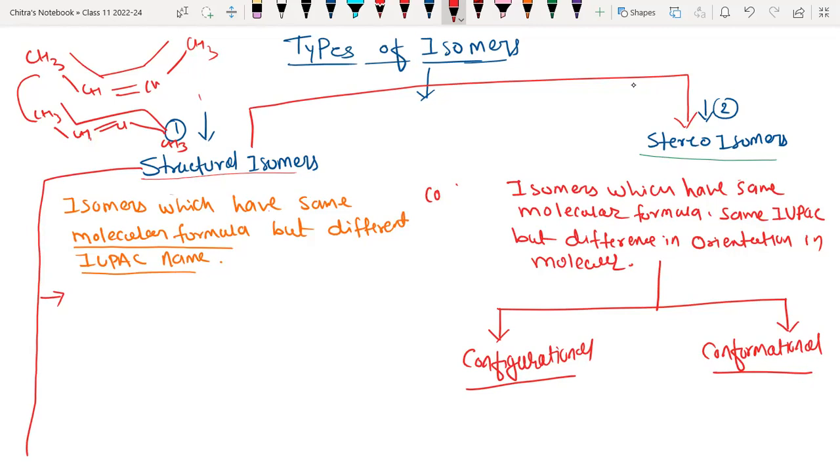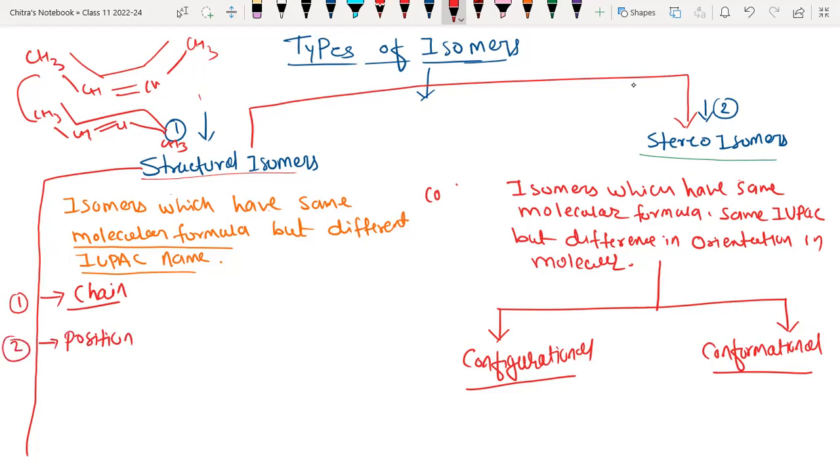Number 1, we have chain structural isomers. If there is a difference in the main chain, that we discussed in the last example for butane, there is a difference in main chain, so it is called chain isomers. Second, we have position. We will cover all these types one by one. I'm just writing in short here only.